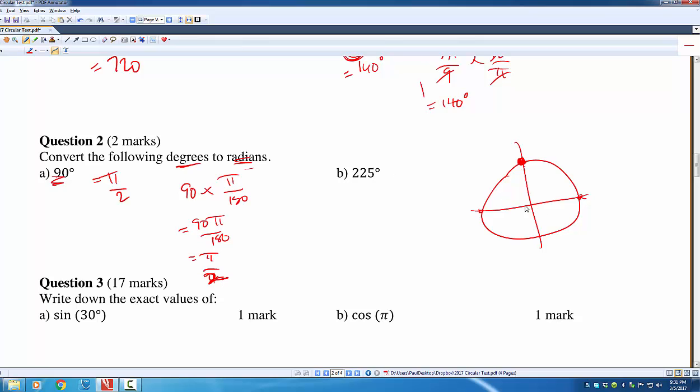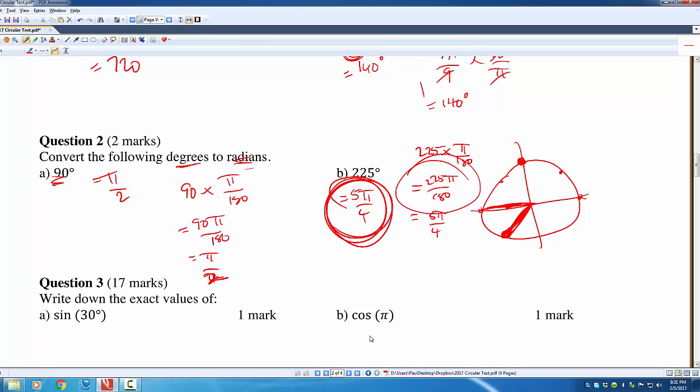225, well that's 45 degrees past 180. I just know that 45 is a quarter, so 1 quarter to here, 2 quarters, 3 quarters, 4 quarters, and this is 5 quarters. So 5 pi on 4. With the formula, 225 multiplied by pi on 180 is 225 pi on 180, which will simplify down to 5 pi on 4. And you can see why I like my method better, because I really don't want to simplify that.